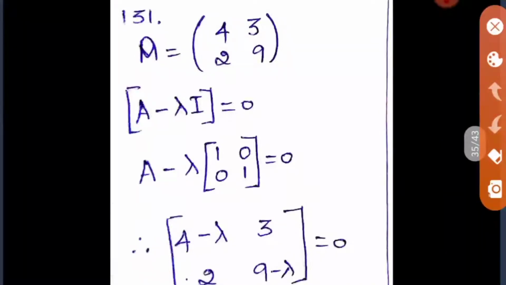If you normally subtract, you'll get 4 minus lambda, and in the next term 3 minus 0, in the third term 2 minus 0, and in the fourth term 9 minus lambda. So this matrix you will get here. Now this is equal to 0, so you can find the determinant of this matrix, and so that you can find the lambda easily.